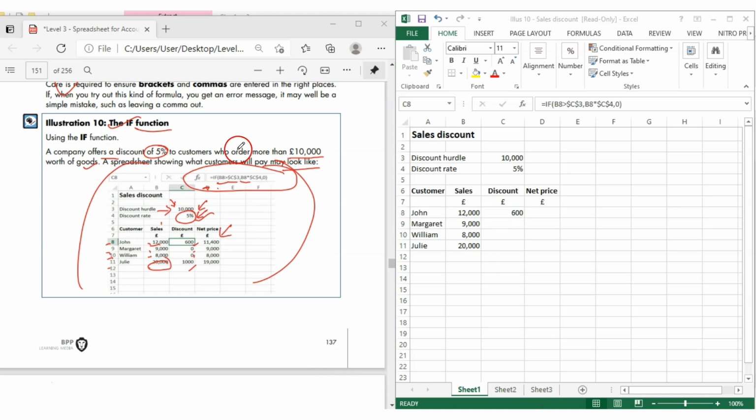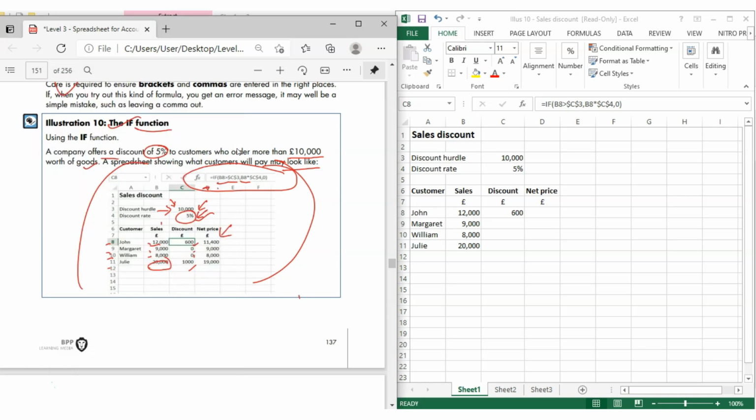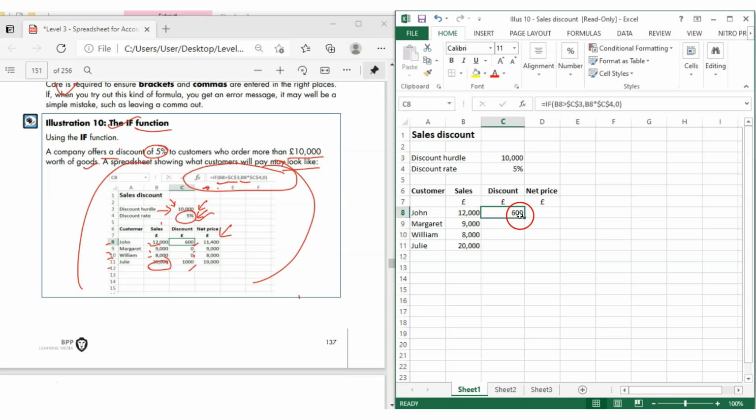Taking the calculator on screen, if you do 12,000 times 5%, the discount is 600, doesn't it? Using the fill handle, this plus, bring it down. So 9,000 and 8,000: William and Margaret are not getting any discount. Julie is getting a £1,000 discount. And now I get the net price.